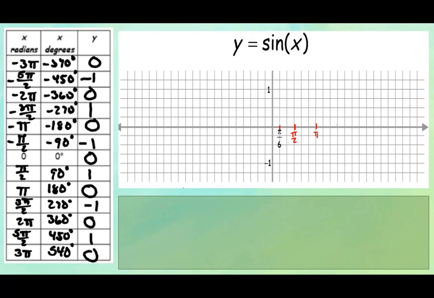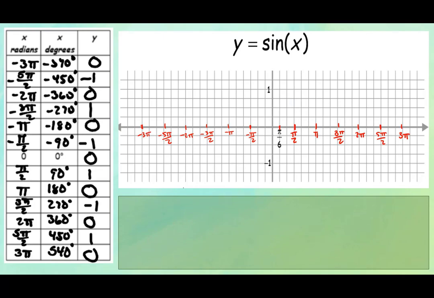Okay, so this is going to be pi. This is going to be 3 pi over 2, and then we have 2 pi, and then we have 5 pi over 2, and then we have 3 pi. In the opposite direction, we have -pi over 2, and then we have -pi. Then we have -3 pi over 2. Then we have -2 pi, -5 pi over 2, and then we have 1, 2, 3, -3 pi.